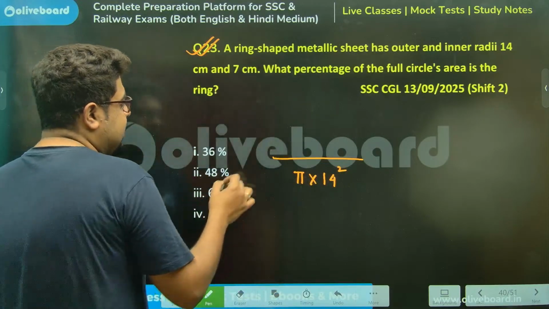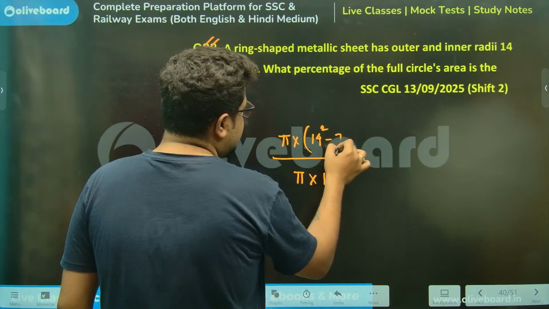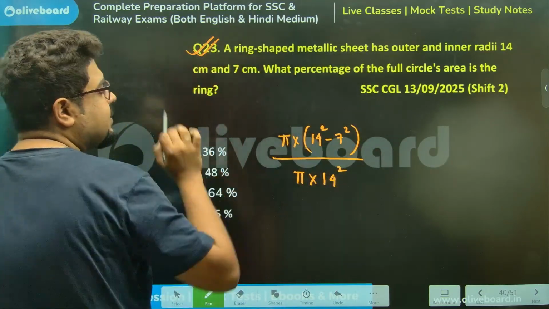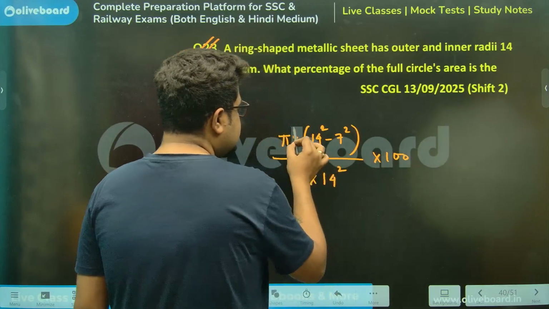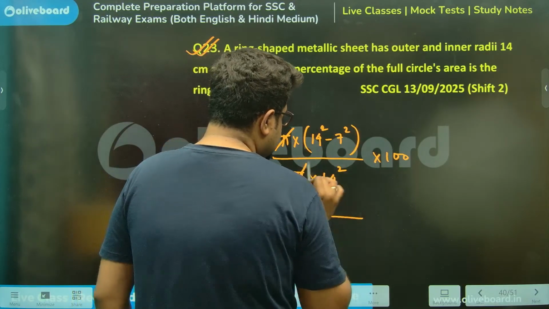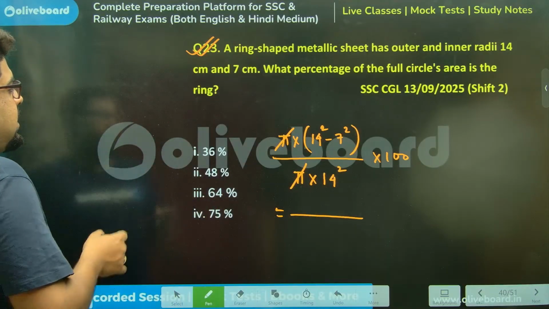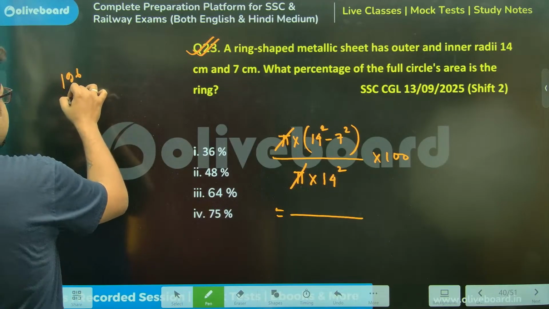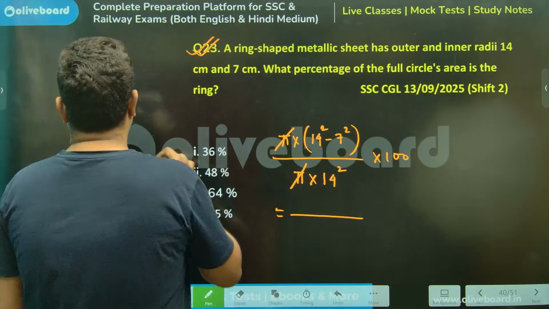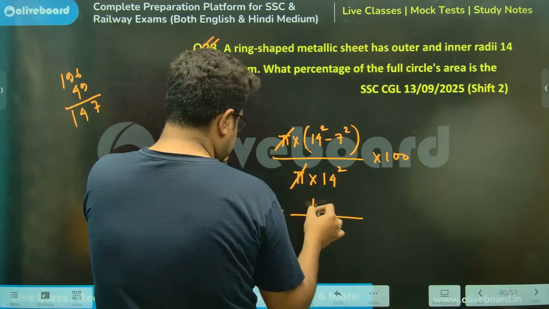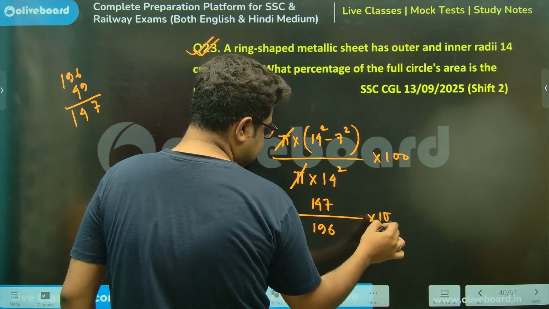Now ring area will be pi into bigger circle minus smaller circle, both are radius, na? 14 and 7, yeah, radius. So percentage meaning into 100. Chalo, let's calculate, sir. 196, 49. Sorry, 147 out of 196 into 100, sir.